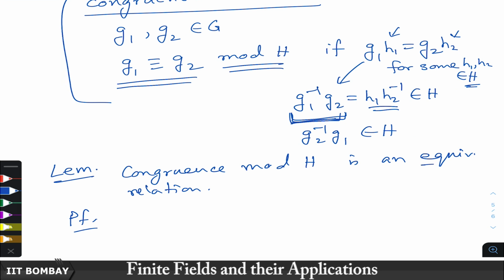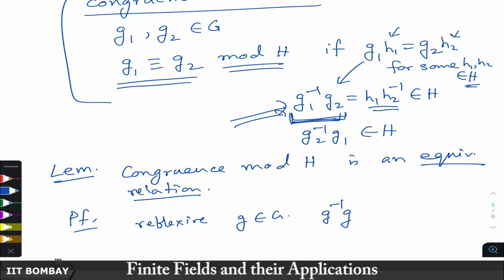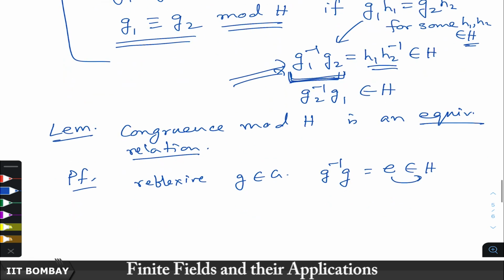Let us check this. First of all, what conditions do we need? Equivalence relation means reflexive, that means you take any g in G, g should be related to itself. Now, what is the definition? When do we say it is related to itself? g inverse g here should be in H, but what is g inverse g? It is the identity element, and it is in H because H is a subgroup. The identity element must be there in H.